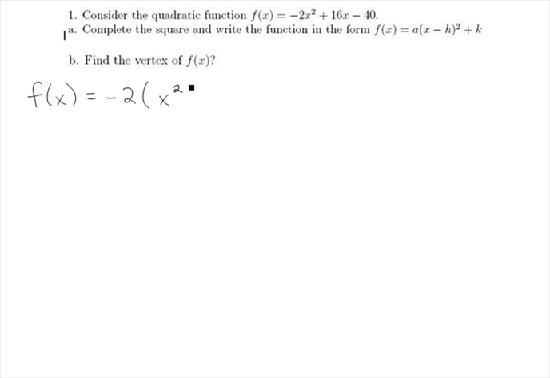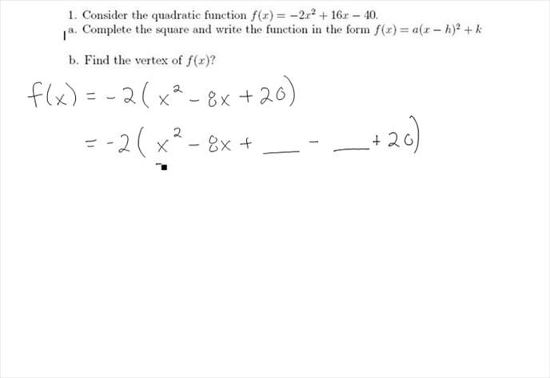the x squared. Factor out negative 2 from 16x, we get negative 8x, and then from negative 40 we get positive 20. Now, just focusing on what's inside the parentheses, we're going to try to complete the square. Now, the idea is that we want to add on to x squared minus 8x a number such that when we look at those first three terms, we're able to factor this into a perfect square.